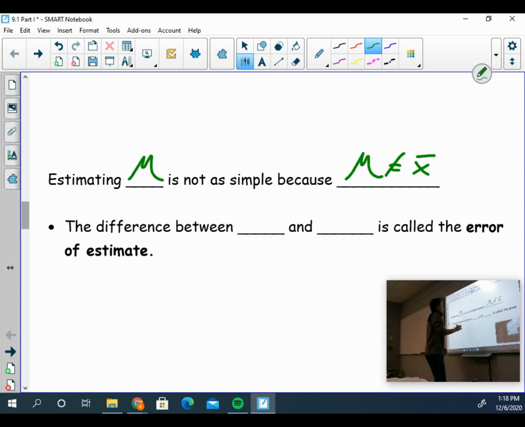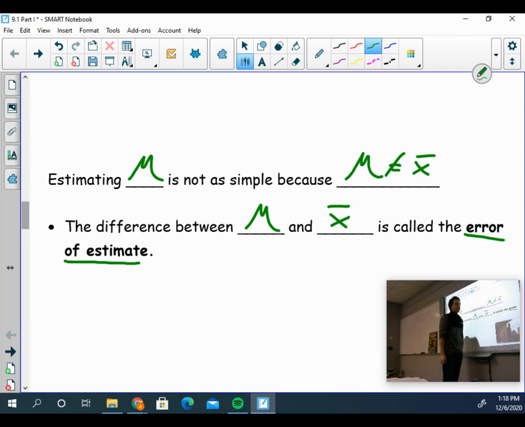Well, if they're not the same, then there's obviously a difference between them. And we're going to call that difference the error of estimate. Again, what we could imagine here is if I have a population mean of 10 and a sample mean of 7, the error of estimate would be 3. The difference, or the distance between the population mean and the sample mean, is called the error of estimate.